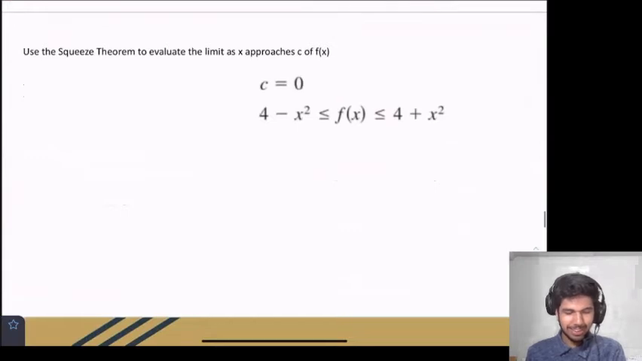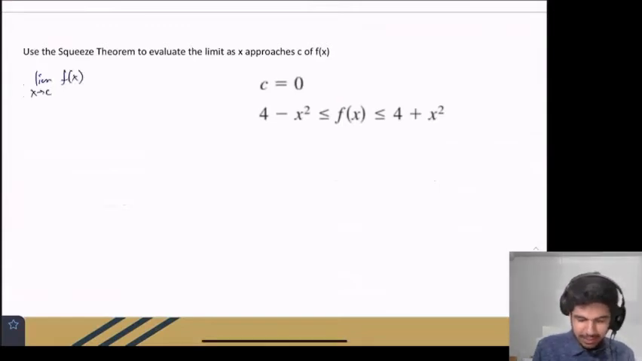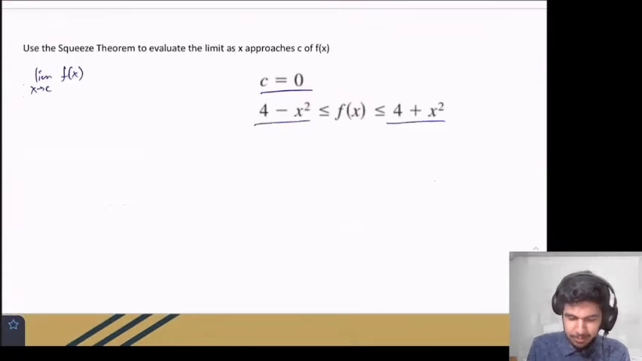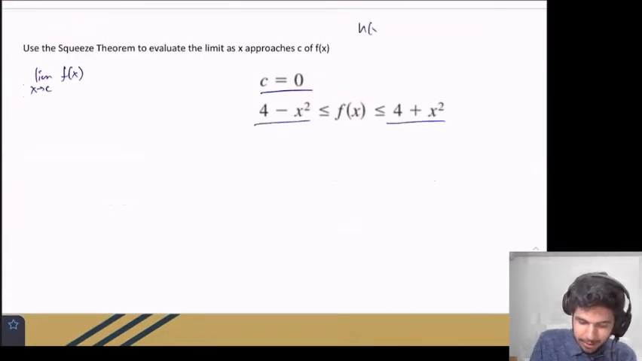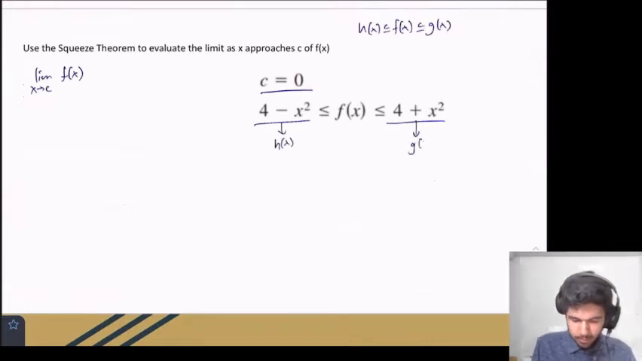So now this one. Use the squeeze theorem to evaluate the limit as x approaches c of f of x. And we're given c equals 0, and f of x is sandwiched or squeezed in between these two functions. So from the definition of the squeeze theorem, we had this inequality, right? So let's just say that this is h of x, and this is g of x.